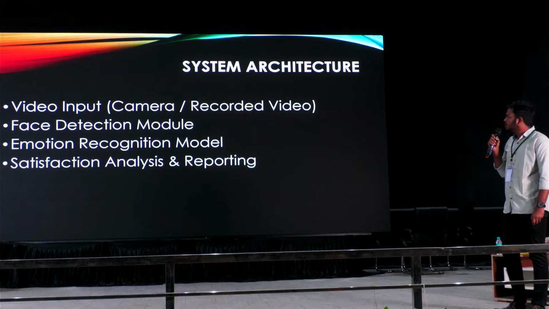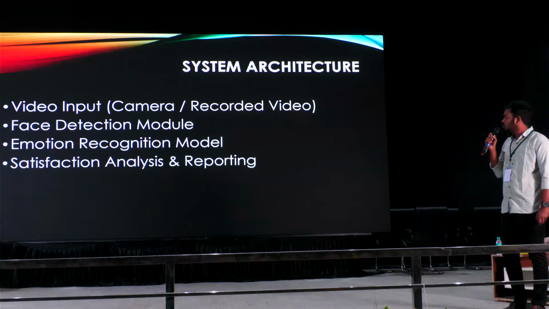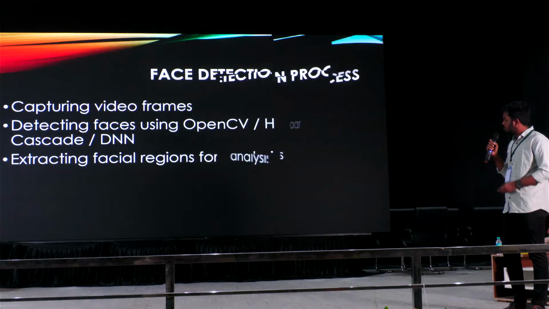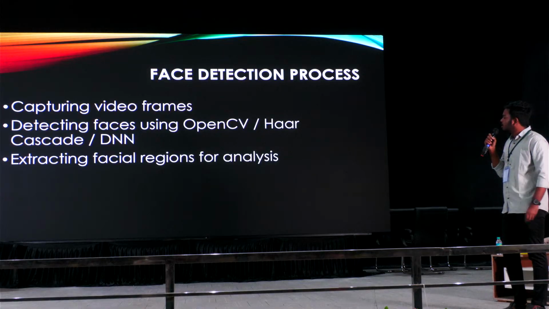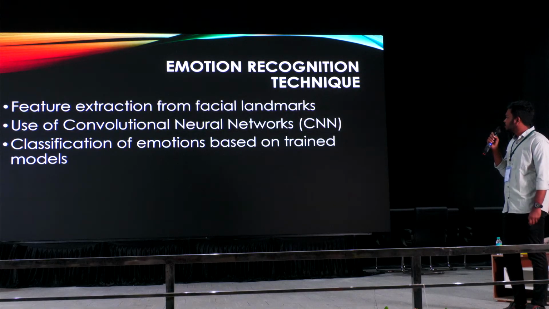System architecture: video input taken from a camera or recorded video, a face detection module, an emotion recognition module that has already learned emotions like sad and happy, and satisfaction analytics and reporting. Face detection process: capturing frames from video, detecting faces using OpenCV, and extracting facial features for analytics. Emotion recognition technique: feature extraction from facial landmarks, use of a convolutional neural network, and classification of emotion based on trained models.